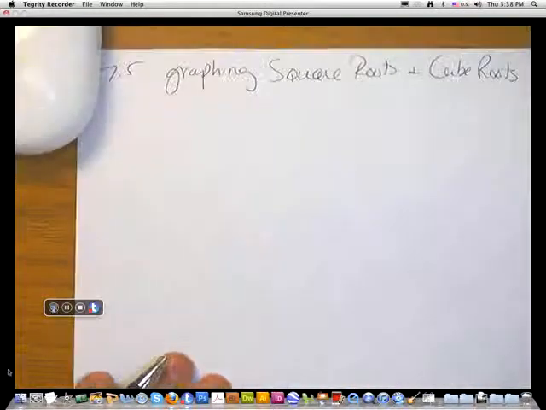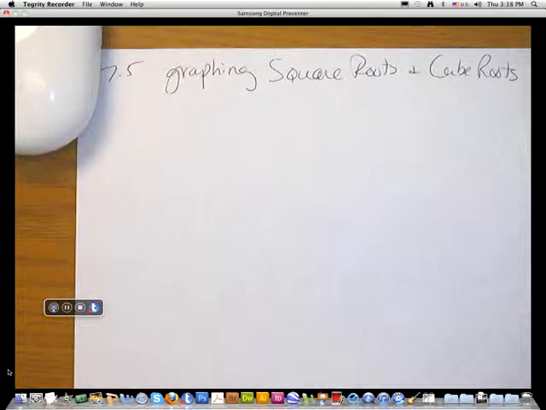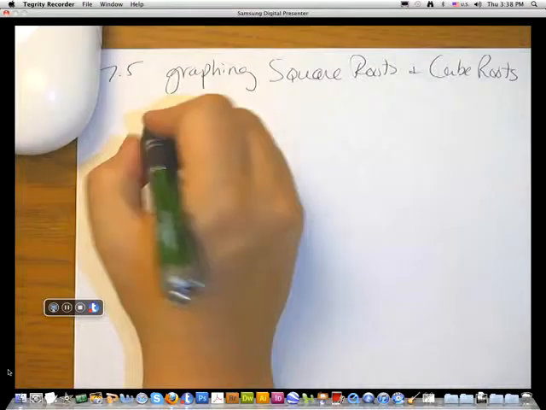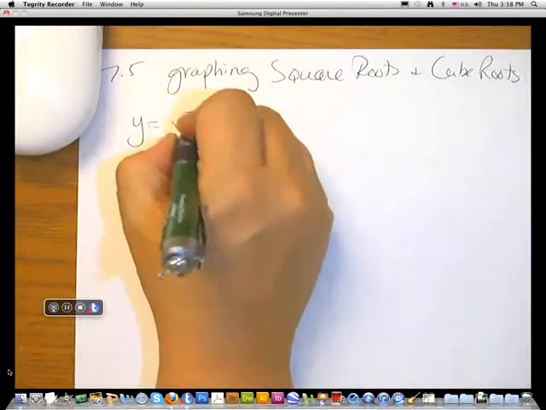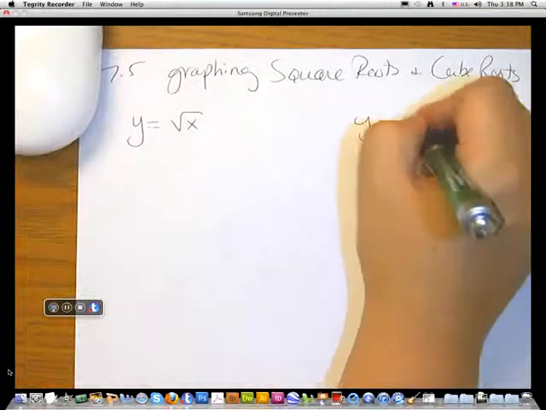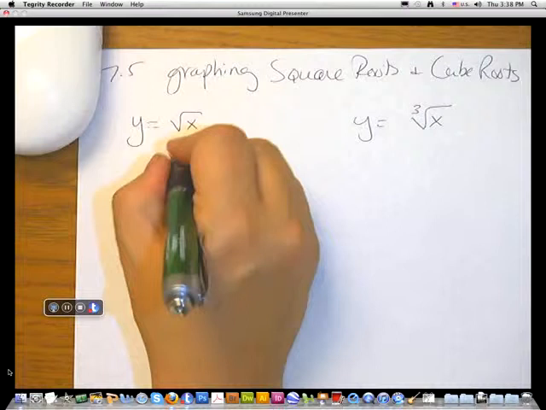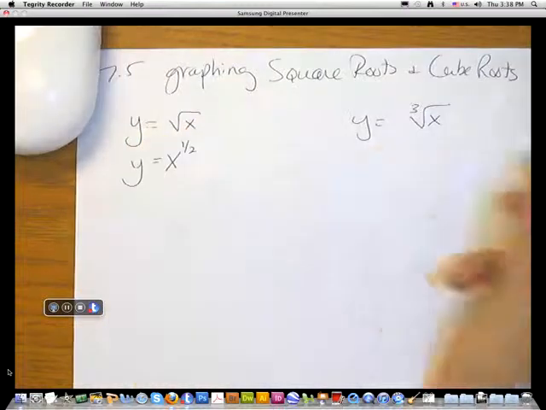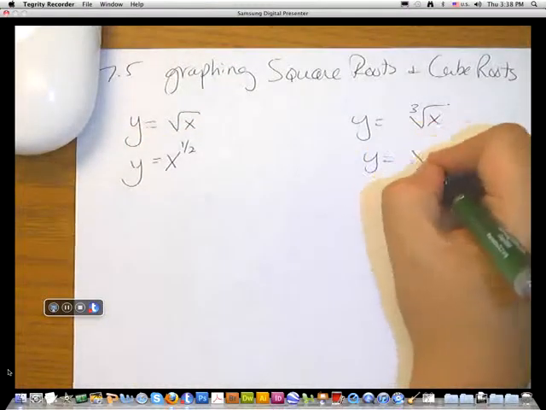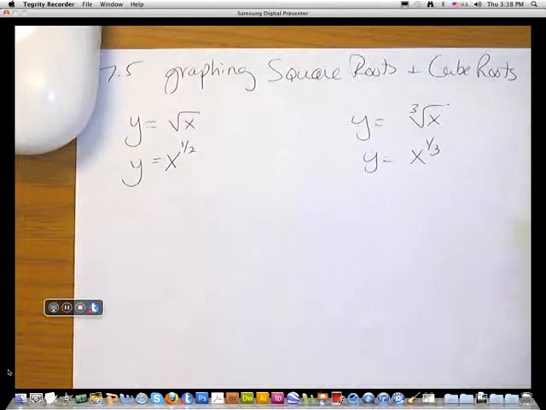All right, on 7.5, we're going to be graphing square roots and cube roots. So first of all, we need to know that that's what a square root is. That's what a cube root is. And exponentially, it looks like x to the 1/2 or x to the 1/3. Those are the same thing.